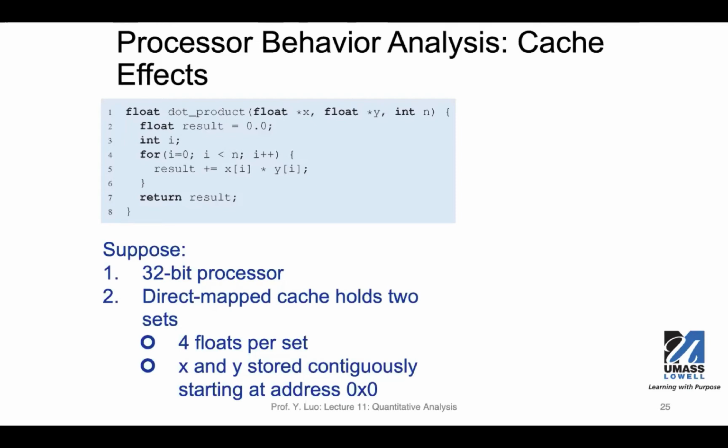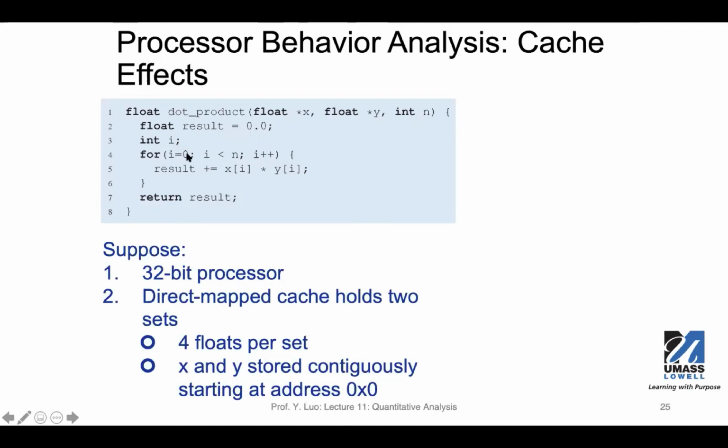We have a very simple example here. We are doing a dot product on two vectors. Dot product is to do an element-wise multiplication and accumulate the product. So let's see, we have two floating point arrays, x and y. And the size of the array is n, which is the third argument to this function. And we use result as the accumulation variable. And we have I as the loop iteration variable.